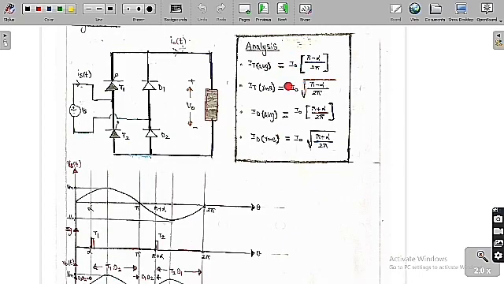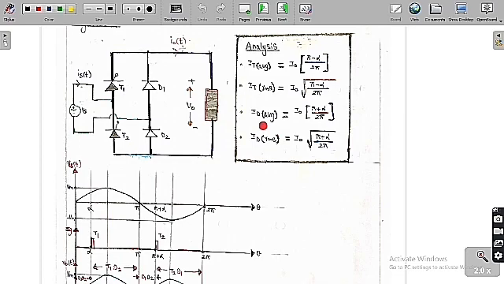See here, now I want to find the average value of the thyristor current. I have already told you the current of the thyristor T1 is conducting only from alpha to pi. So here the average value is I0 into (pi minus alpha) by 2 pi. If you want to find the RMS value, IT RMS is equal to I0 into under root of (pi minus alpha) by 2 pi.